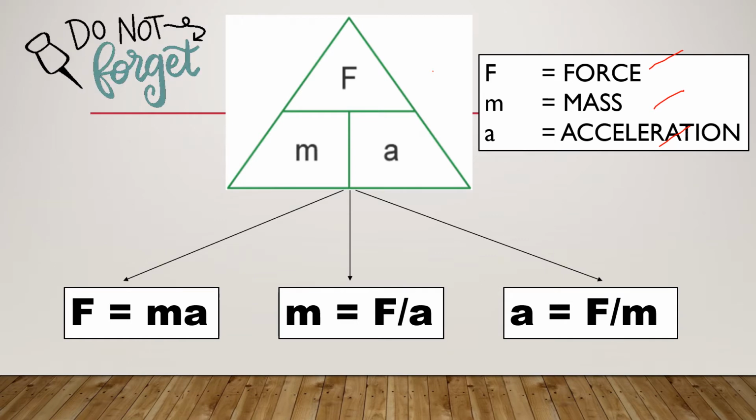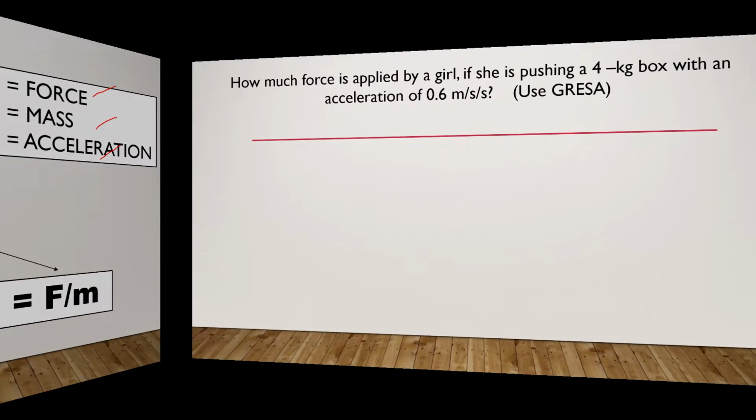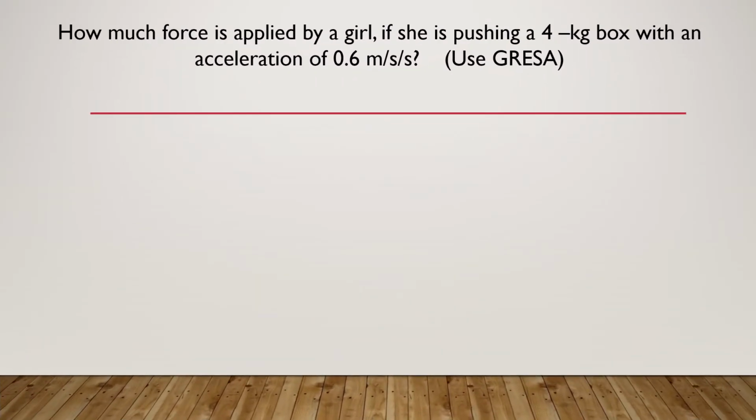If you're going to look for force, you just need to multiply mass and acceleration. If you are looking for mass, you just need to divide force by acceleration. If you are looking for acceleration, you just need to divide force by mass. So in order for you to better understand this lesson, let us have an example of our law of acceleration. So here, we have problem number 1.